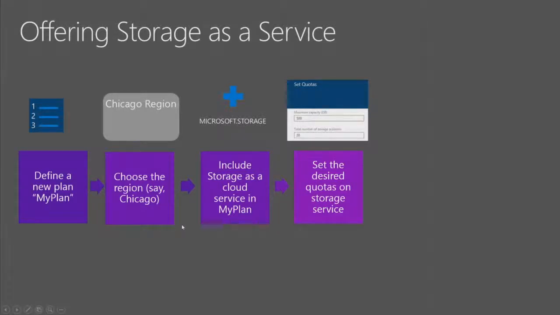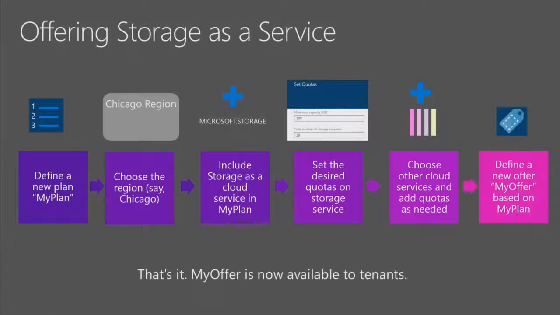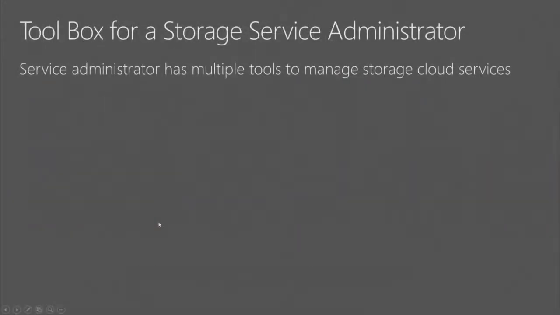For example, for today's demo purpose, let's say Chicago region. And include storage as a service and set the appropriate quota limits that you want your tenants to consume up to using that plan. Choose other services and put quota limits on those as well. And then define them all together as an offer and publish that offer, make it a public offer, and now your tenants are ready to consume out of that offer. I'll show this in 1 second to you guys.